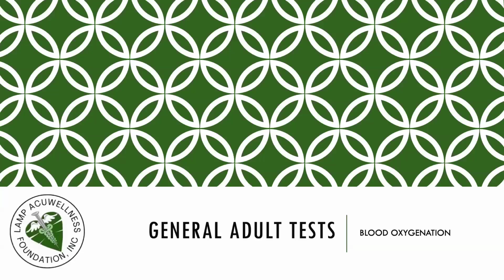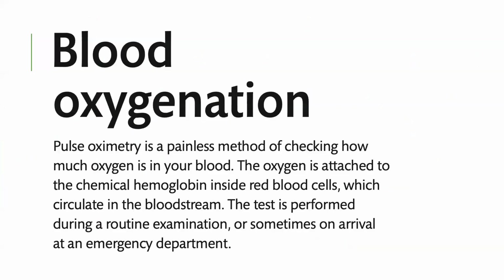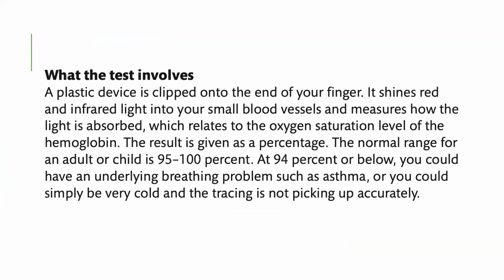We continue with general adult tests. This time we talk about blood oxygenation. Pulse oximetry is a painless method of checking how much oxygen is in your blood. The oxygen is attached to the chemical hemoglobin inside red blood cells, which circulate in the bloodstream. The test is performed during a routine examination or sometimes on arrival at an emergency department.